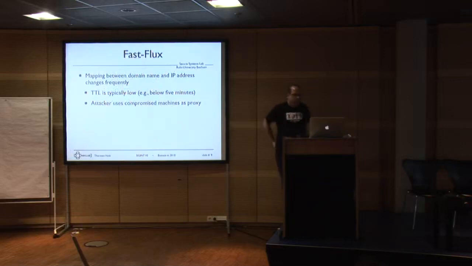One technique they used is fast flux. Fast flux is something that I'll explain on the next 2 slides, just by an example of how this works. The basic idea is that the attacker switches the mapping between a domain name and the IP address very rapidly. Typically, the mapping between a domain name and an IP address is rather static.